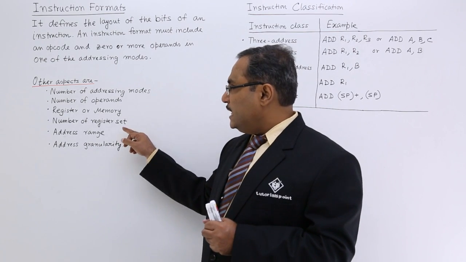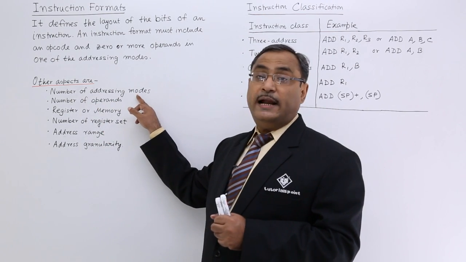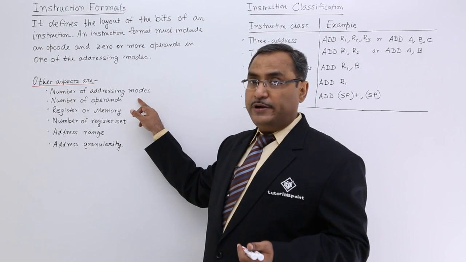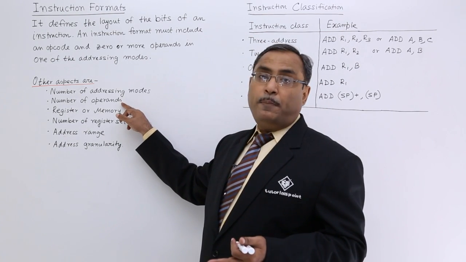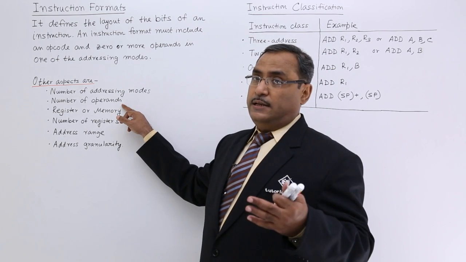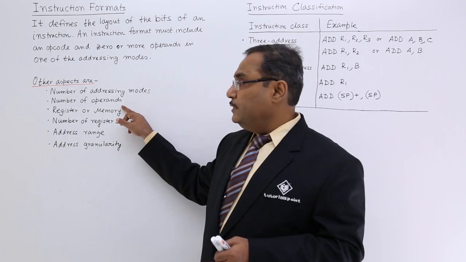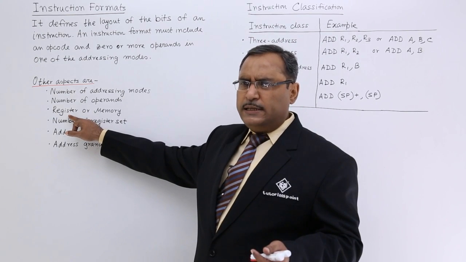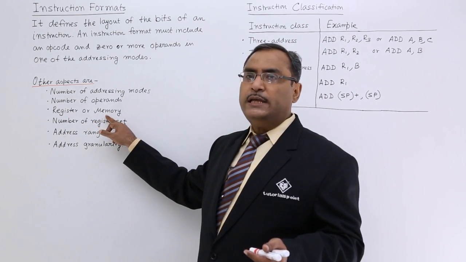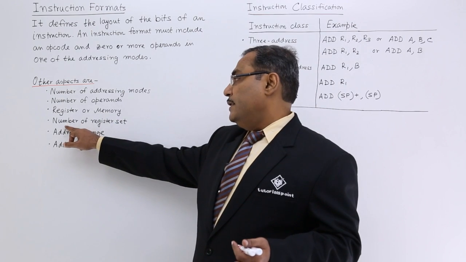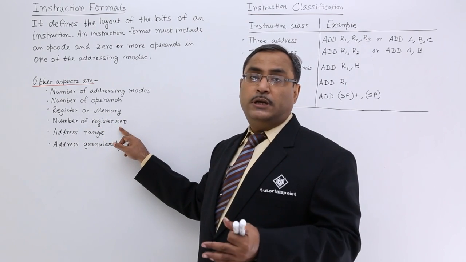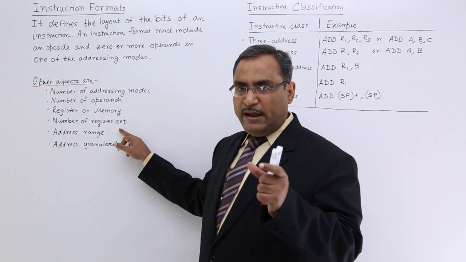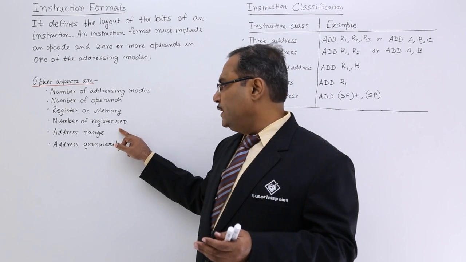So I have discussed each and every point, that is the number of addressing modes. If the number of addressing mode bits is increasing, then obviously the number of bits required will also increase. Number of operands, if it is increasing, then the number of bits will also increase. If the operands are in registers, they might be represented using fewer bits, but for memory a huge number of bits will be there. Number of register sets: depending upon a huge number of register sets, to have a unique code for each and every register, multiple bits will be required.